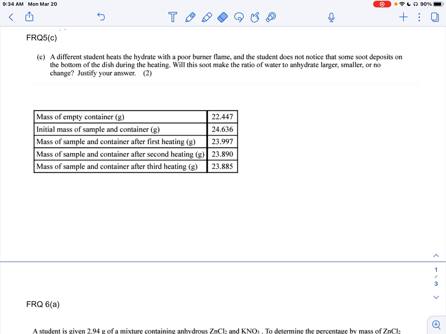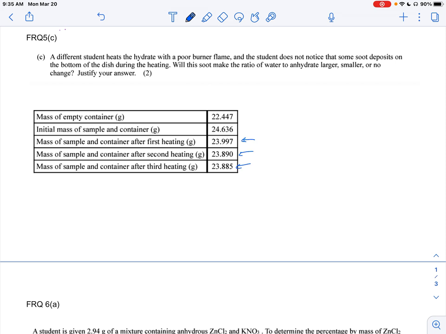You are going to take a look at your data table, which is why I copied it here, and say, okay, what of these numbers is going to be affected by this error? So this error in this particular case is the student does not notice that some soot deposits on the bottom of the dish during the heating. Okay. Obviously, it's not going to be the mass of the empty container before the heating. It's not going to be the initial before the heating. Probably after the first, we don't know when in the heating that it would be affected. So it could be any of these three numbers.